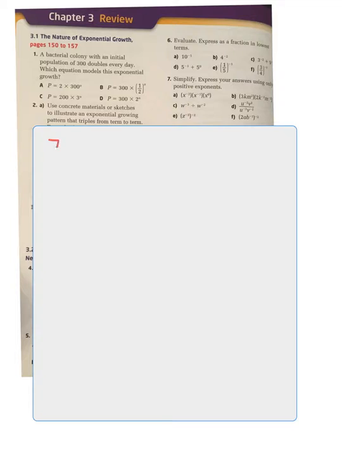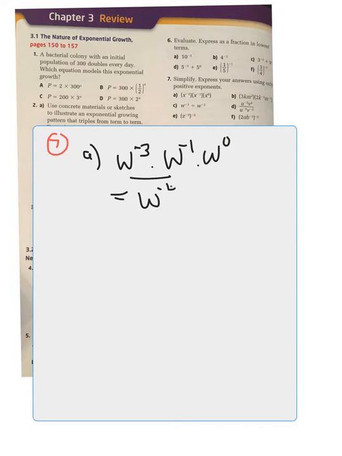Question 7. Again, we're just looking at what we do with these powers. If you look at A, let's have a look. W to the -3 times W to the -1 times W to the 0. Well, we know W to the 0 is 1. If we add the powers here, -3 plus -1 is -4.